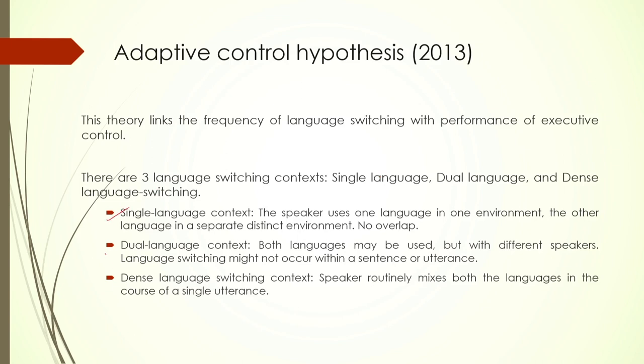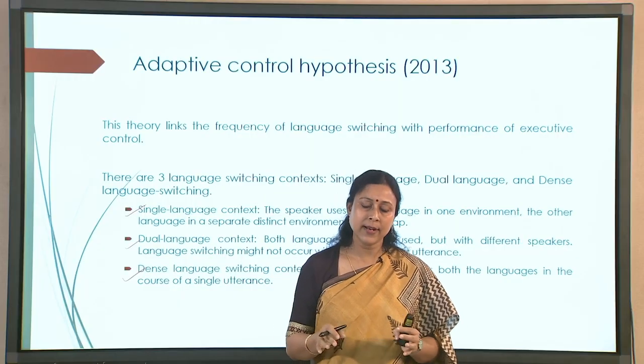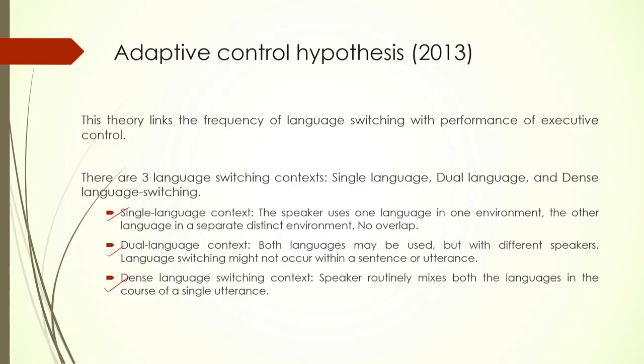One is the single language context, then the dual language context, and then the dense code switching context. The single language context, according to the theory, says that the speaker uses one language in one environment. So one language, one environment. When the participants are bilingual, they do use two languages and they do switch between the two languages. However, there is no overlap. Each language is used in its own particular context. So one language at home, one language outside, and so on. This is a very simple affair, and this is called the single language context.